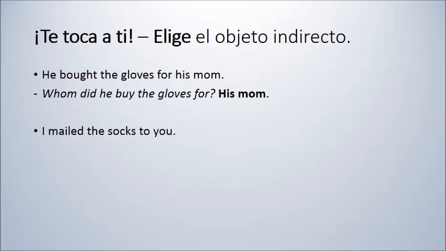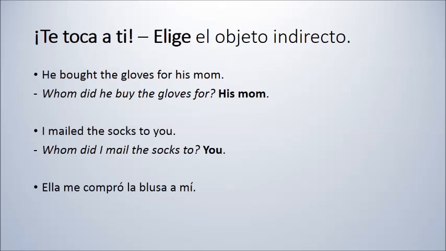I mailed the socks to you. The indirect object is you, because you are the one that I mailed the socks to. And finally, ella me compró la blusa a mí. The answer is me, or yo, because it answers the question, whom did she buy the blouse for? Think you've got it?